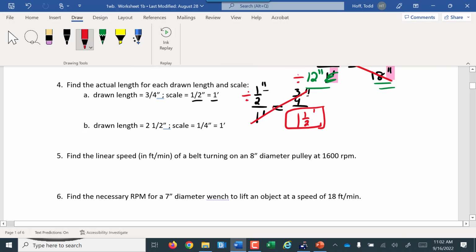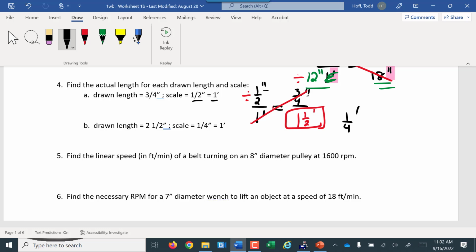Here we have a 1/4 inch equals 1 foot, and we've got a drawn length of 2.5 inches. Cross multiply and divide. 1 times 2.5 divided by 1/4 is 10 feet long, I believe. Anybody need me to go back and do those calculations more slowly? Okay.